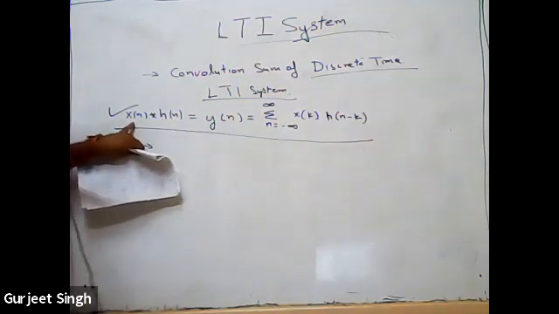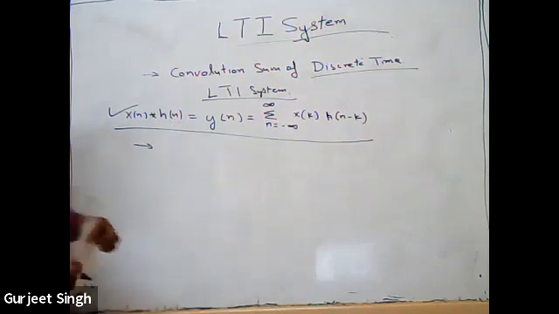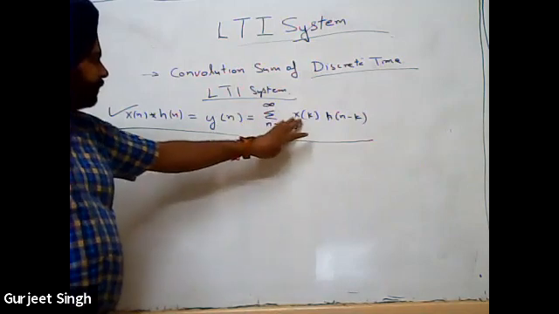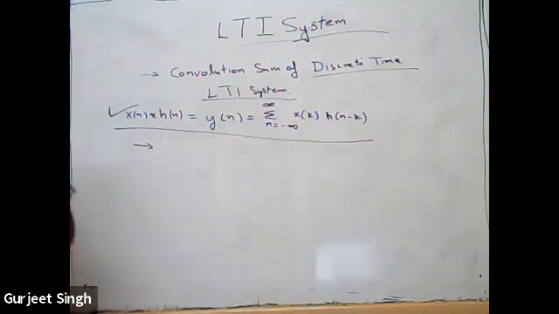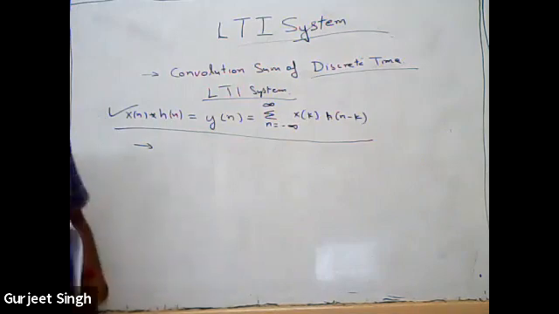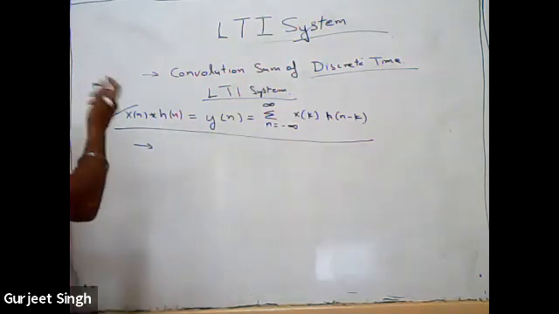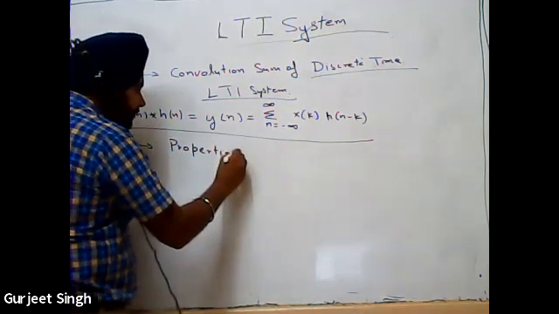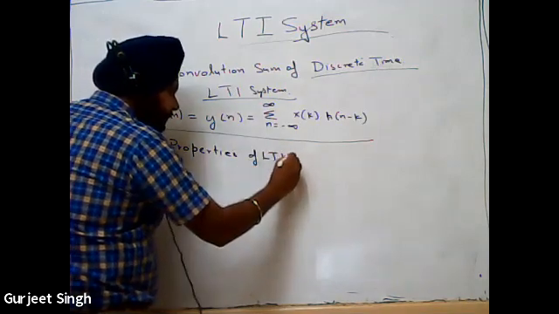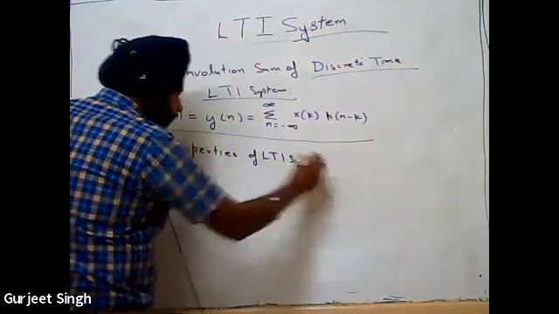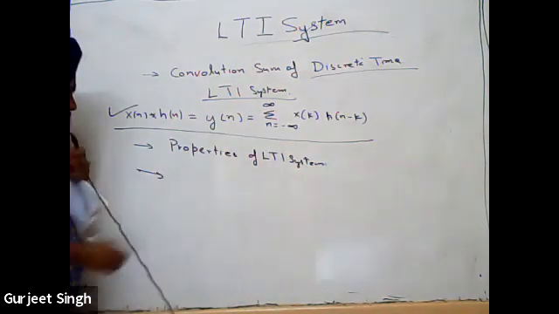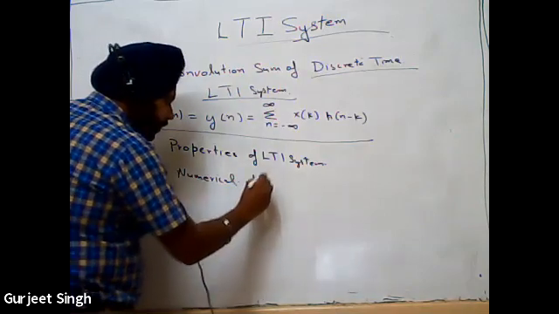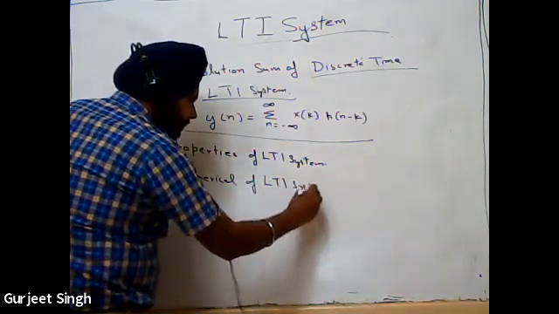So we have x[n] convolution h[n], and y[n] is the output, given by summation k equal to minus infinity to infinity x[k] h[n minus k]. This is the convolution. From the LTI system, the examiner will mostly ask the properties of the LTI system. Next, they will ask a numerical on the LTI system.